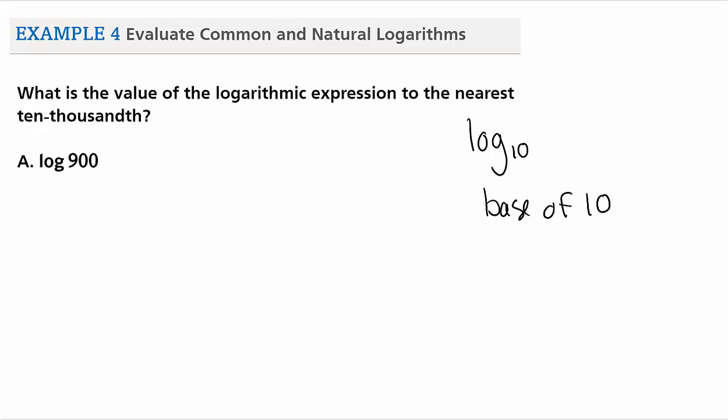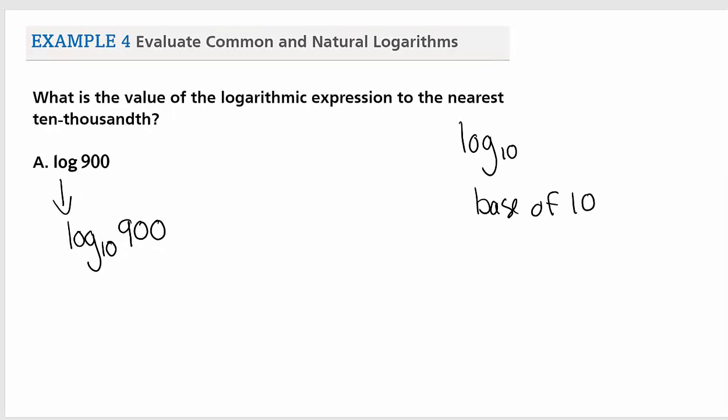So in the question to the left, we can rewrite this. You don't have to, but it might be helpful in the beginning to rewrite this with a base of 10 of 900. So this question is saying, evaluate the logarithm base 10 of 900. For this one, we're going to have to go to our calculator.